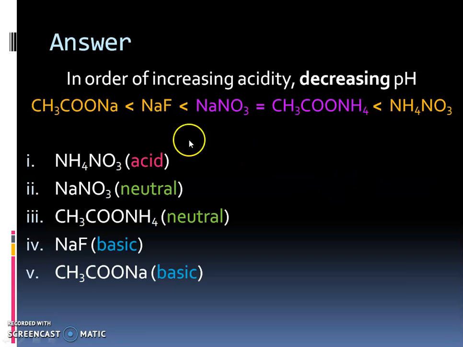So again, we have in order of increasing acidity, decreasing pH. You want to remember that here's your low guy, your low acidity, to your high acidity. And in the middle there, they're equal to each other because they were neutral. Okay, hopefully that makes sense.